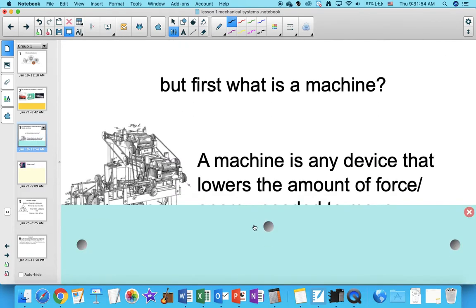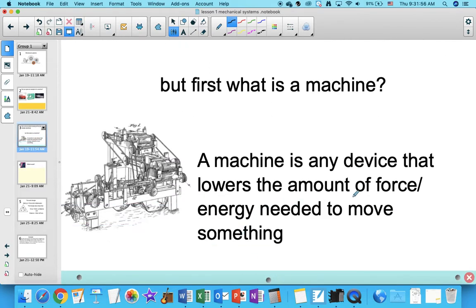A machine is any device that lowers the amount of force or energy needed to move something. So basically, if it lowers the amount of force needed to move something, you could also say it makes the work easier. Whatever work you're doing, if you need to use less energy or less force, then you could say the work's done easier.